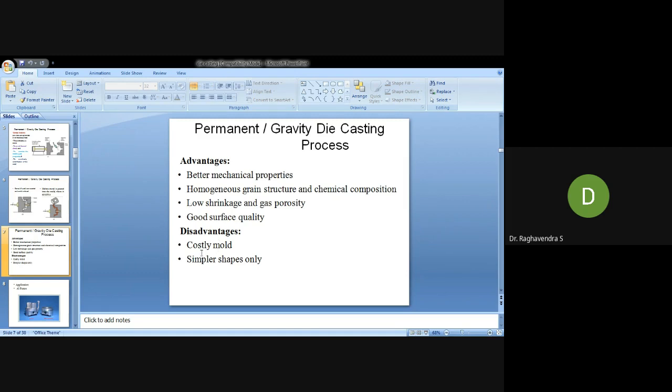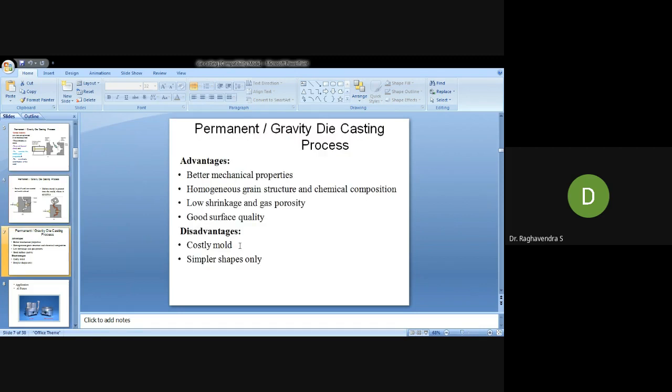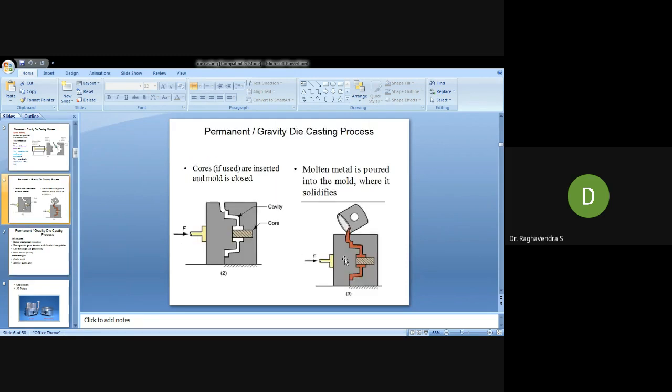Disadvantages: cost, because when you want to make this mold, initially you have to invest. The first investment will be high. That's the reason the cost of the mold is high, and only simpler shapes are possible. Only simple shape, simple geometry can be done.